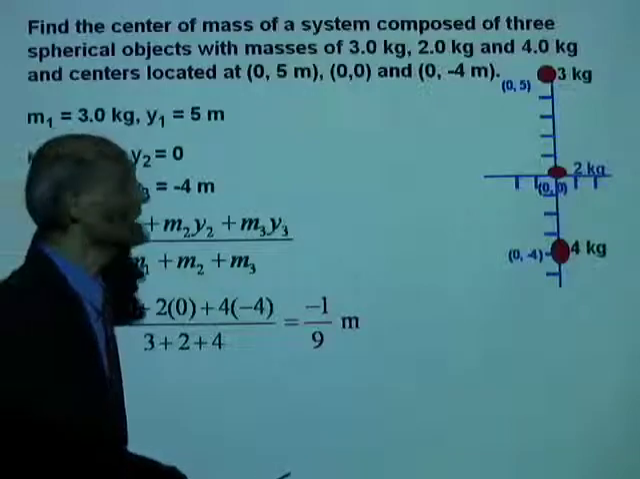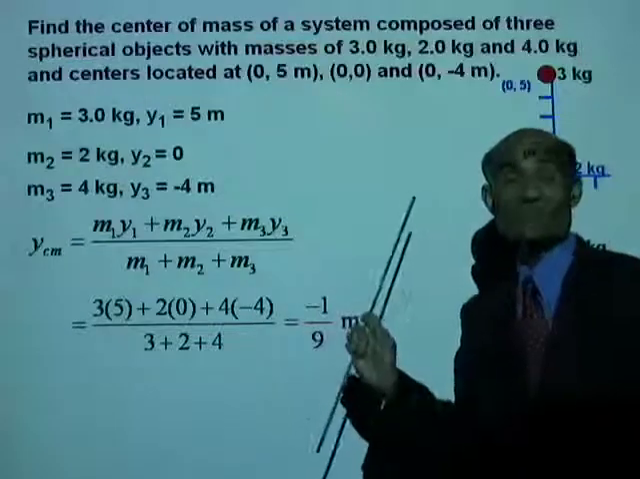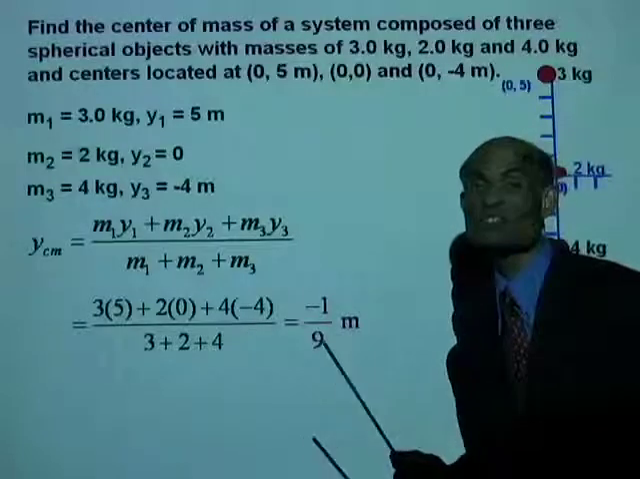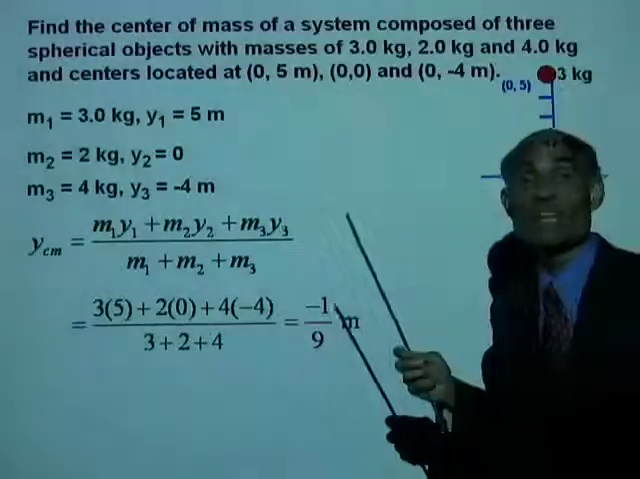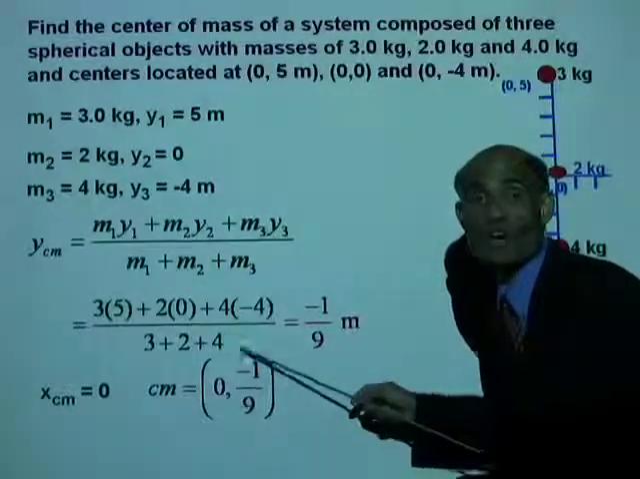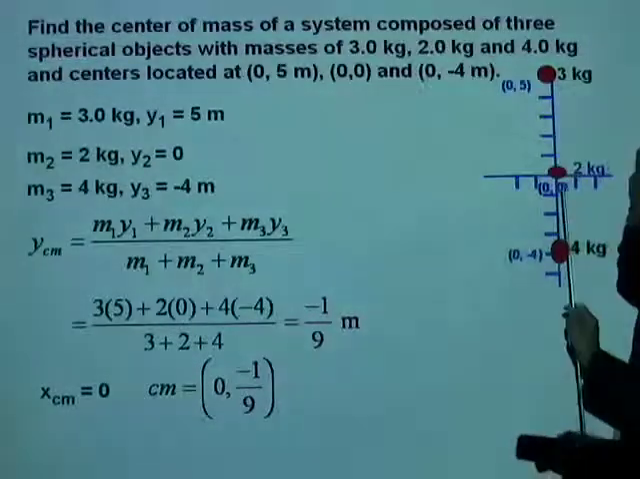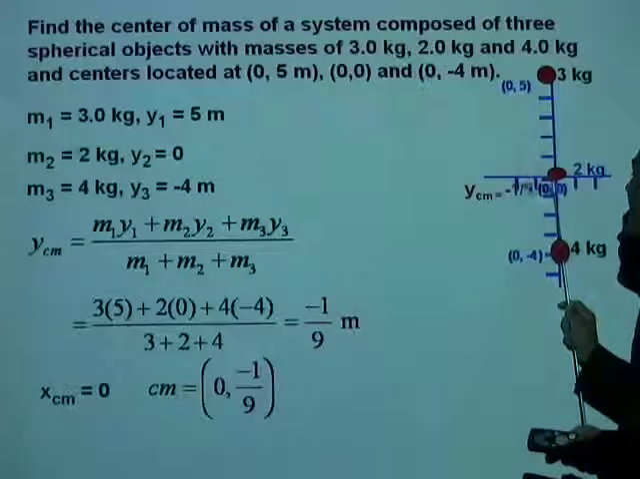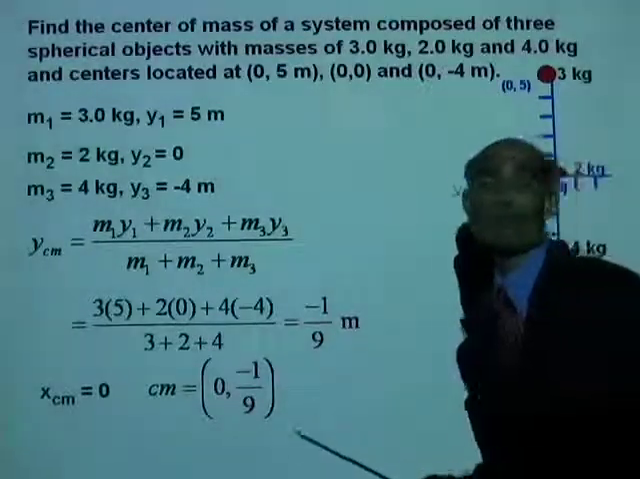-1/9 meter. The position of the Y center of mass is -1/9 meter. And what is the X center of mass in this case? Because all of them are along the y-axis, the X center of mass will be 0, and therefore the location of the center of mass is at (0, -1/9). Where is that? It is actually very close to the origin where I'm pointing. There, that is the center of mass, (0, -1/9).